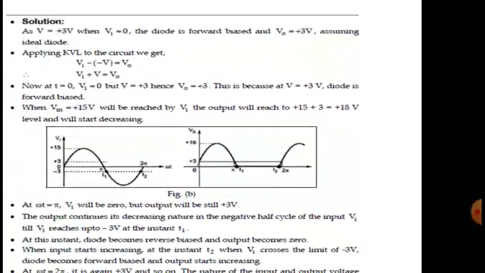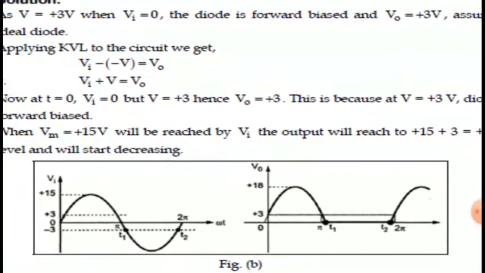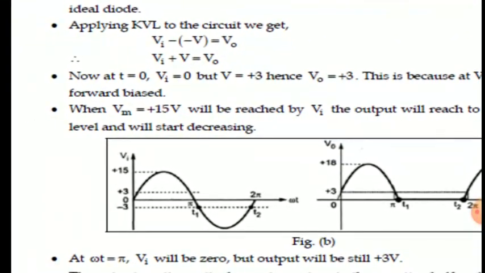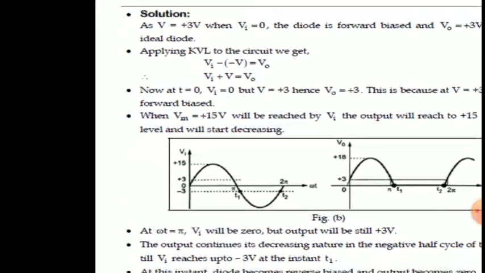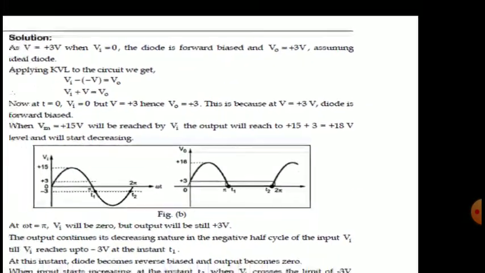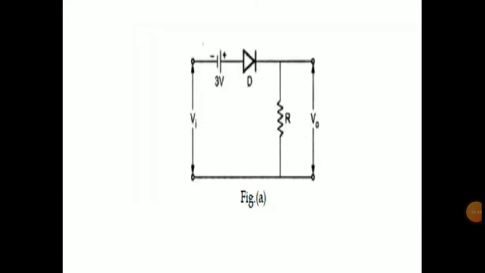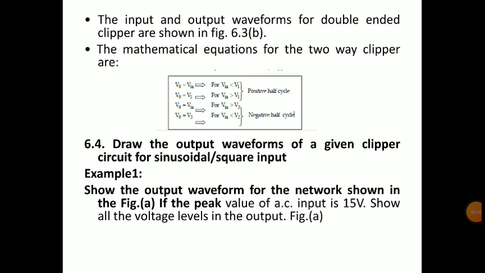So first you should draw the KVL equation correctly, then apply the values, the zero value ones and the peak value ones, and consider whether it is forward bias or reverse bias. Then only you will get the KVL correctly. After that, try to draw the waveforms. In that case, we get a shifted version of the clipped off portion of the entire voltage. So with this topic and this problem, we conclude today's session.